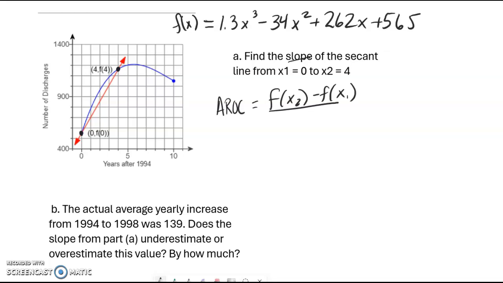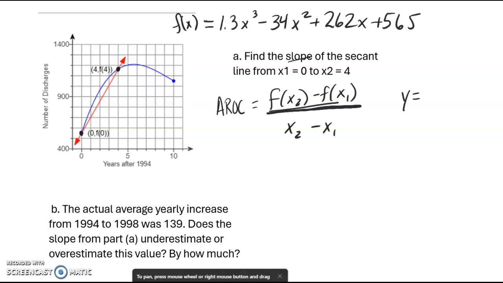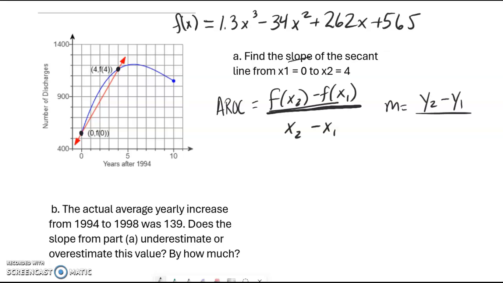notation like this. The function f of x sub 2 minus f of x sub 1 divided by x2 minus x1. And if you compare that to the slope formula that we have seen, which looks like this, it is really the same thing.